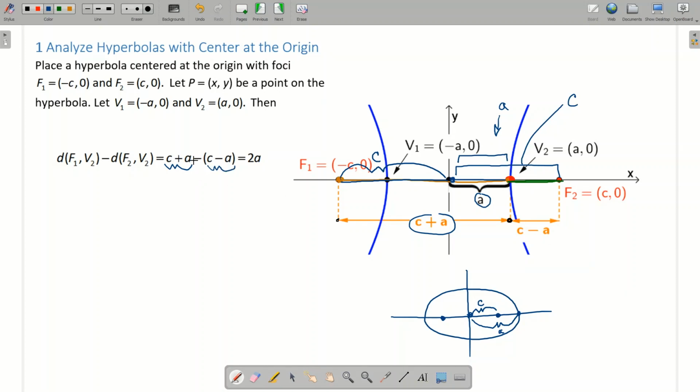Okay, so we've put that there. We need to subtract these two things. If we subtract them, we end up with 2A. Notice that this is also consistent with what we had for an ellipse. For an ellipse, the sum of the two distances was always 2A, and it still ends up being the same thing here. The difference is always 2A. It's always twice the distance from the center to that vertex.